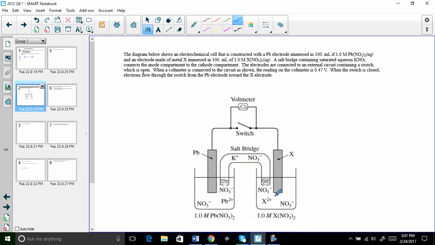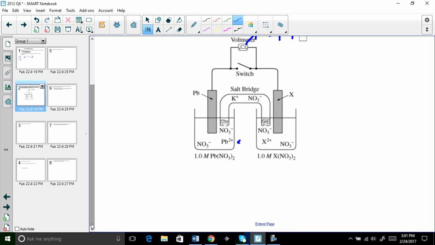The electrodes are connected to an external circuit containing a switch, which is open, and a voltmeter connected to the circuit. When a voltmeter is connected to the circuit as shown, the reading on the voltmeter will be 0.47 volts when the switch is closed. So basically what happens is they'll close the switch, and the reading is 0.47. So we don't know what X is yet.